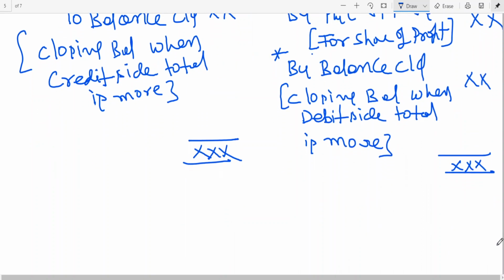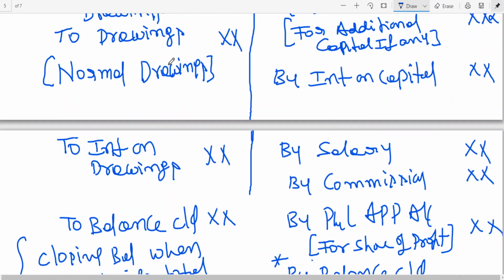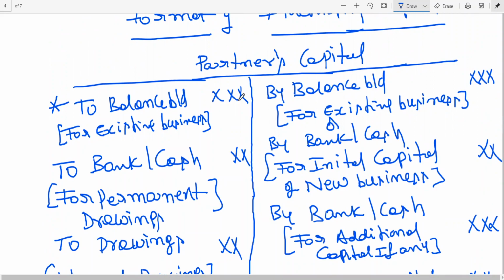Here I have told you like the previous one. Asterisk mark or star mark indicates only one will appear. Whenever you are having a star mark, only one will appear. Only this will appear or this will appear. Is this clear? Similarly, opening balance also.